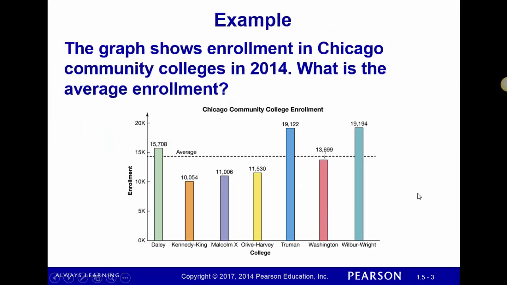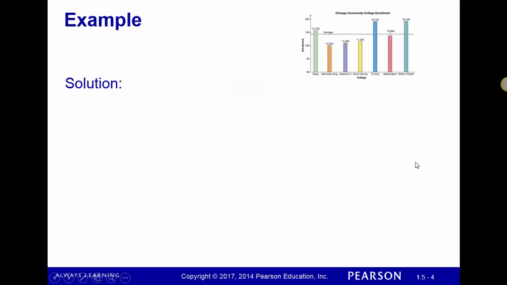So here's a graphic that shows enrollment in Chicago community colleges in 2014. What's the average enrollment? So if we look at the top of each bar, it's a bar graph. They've actually written down what the actual enrollments are. So for us to find the average, what would we do? We would add up those numbers and divide by the number of colleges, which happens to be 7. And if you notice on the graph, they did that calculation, and they show it here as a dotted line across there. So you can see that 4 colleges were below the average and 3 colleges were above.